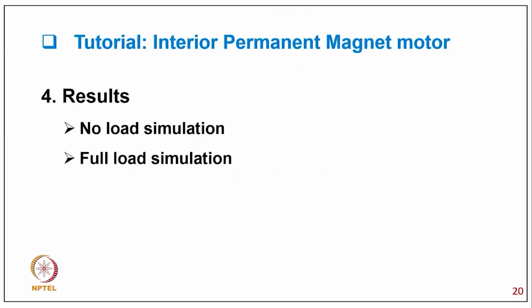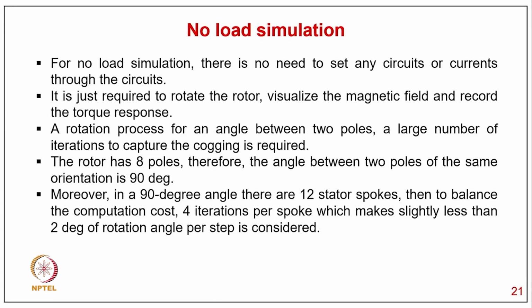And for the results, no load simulation and full load simulation. For a no load simulation, there is no need to set any circuits or current through the circuit, and it is just required to rotate the rotor, visualize the magnetic field, and record the torque response. A rotation process over an angle between two poles, with a large number of iterations, is required to capture the cogging, and the rotor has 8 poles.